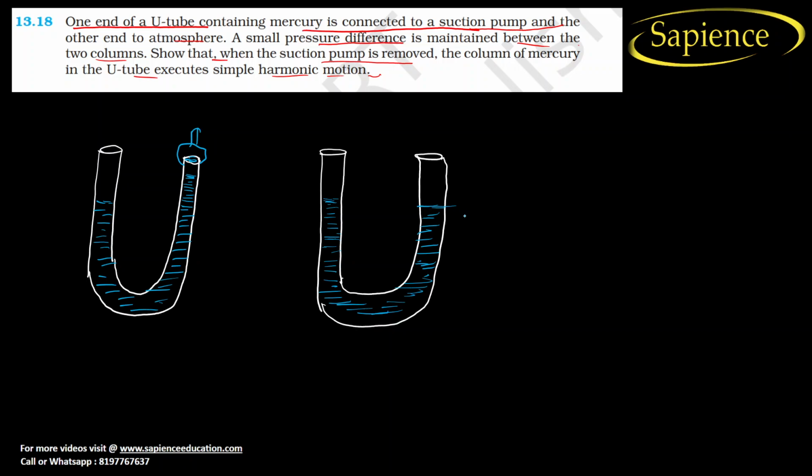But now the thing is, when we release it, the liquid will come down, and due to inertia it will go up, and this will continue, and it will create an S.H.M. So how will you find the S.H.M. of this thing? Let us consider the average height of this liquid as h. If you think this is a very small distance, this is the height h.